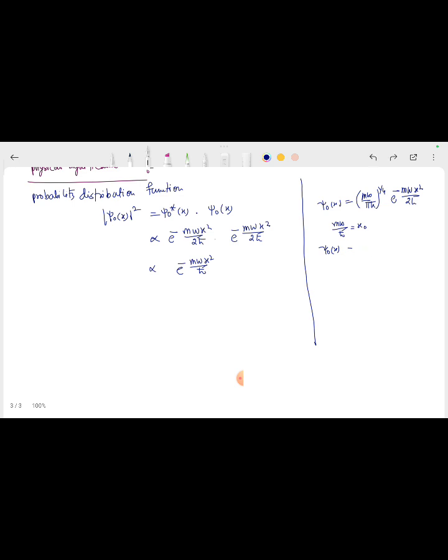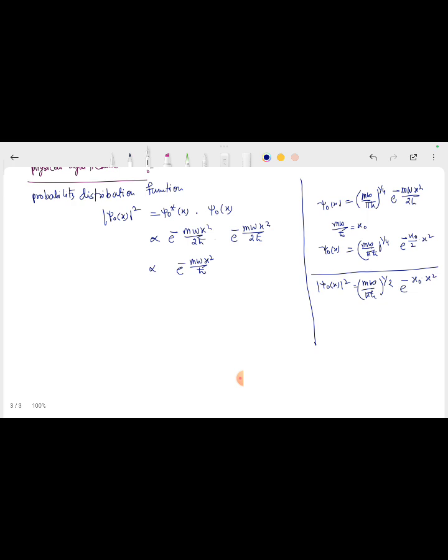(m omega upon pi h cut) whole to the power 1 by 4 e to the power minus x naught upon 2 into x square. But for probability distribution function, mod square is equal to (m omega upon pi h cut) whole to the power half, e to the power minus x naught into x square.